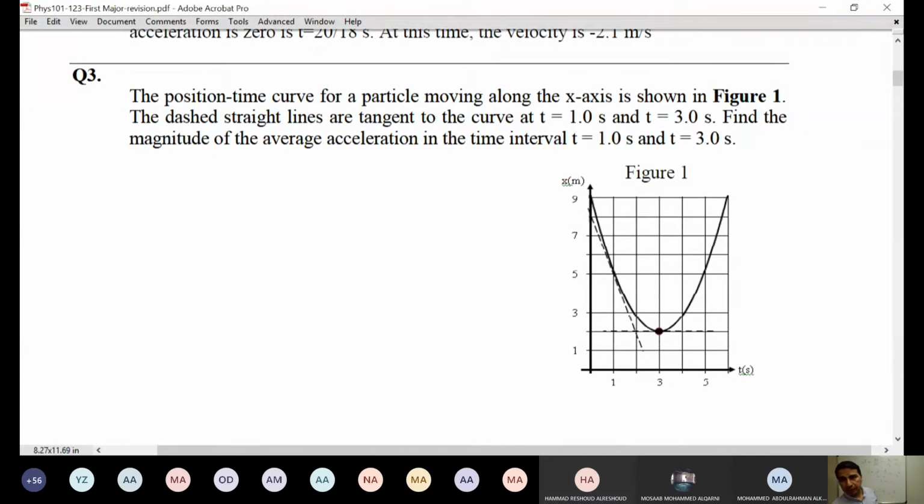Do you see my cursor on the graph here? No. You don't see my cursor? No. Oh, okay.